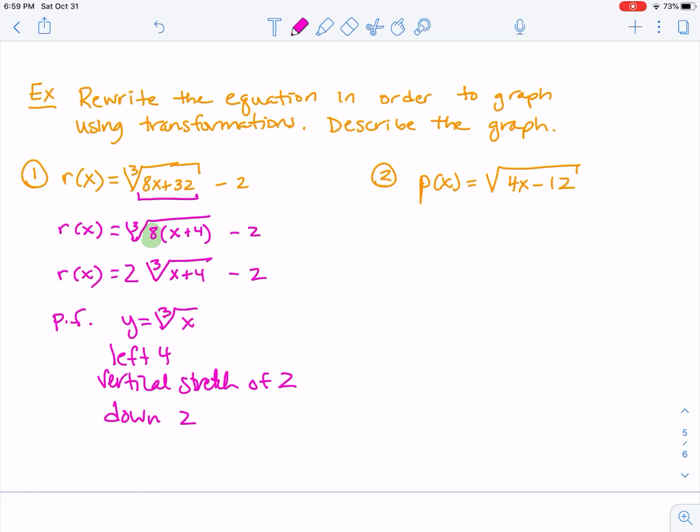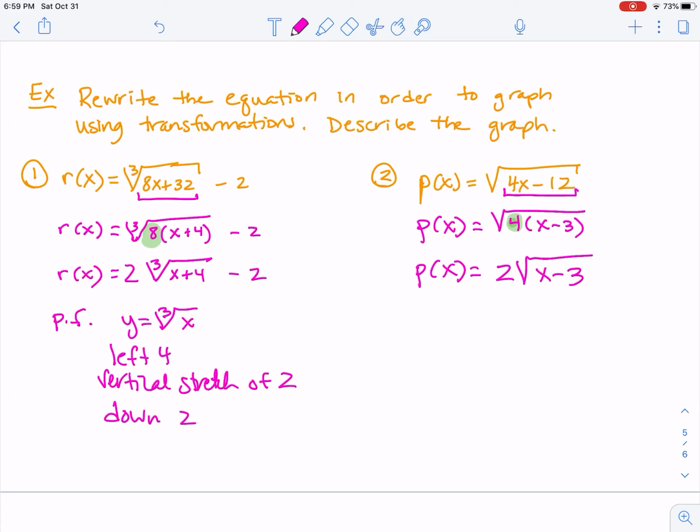So take a look at p of x. Notice it is a square root of 4x minus 12. Okay, so p of x equals. Look at this 4x minus 12. What do they have in common? Well, it's got a 4 in common. And that would be an x minus 3 in parentheses. Well, the square root of 4 is 2. That 2 is going to go on the outside of that radical. And then I have x minus 3.